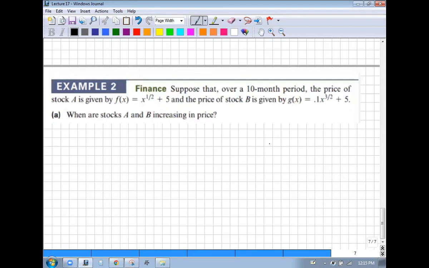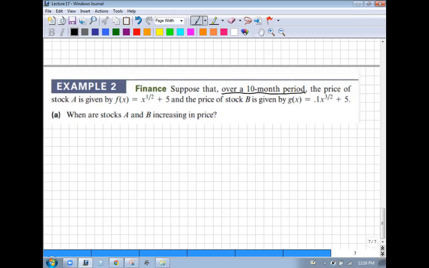Okay, suppose that over a 10-month period, the price of stock A is given by f of x and the price of stock B is given by g of x. For this problem, I would have used the letter t instead of x because we're talking about a period of time. I like to use t for time instead of x. So we're assuming here that the units of x is months.